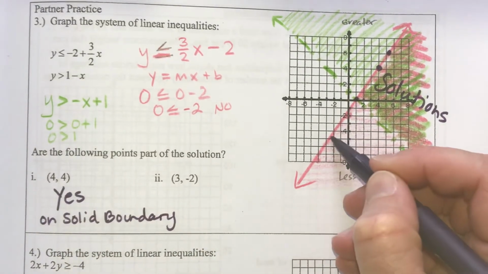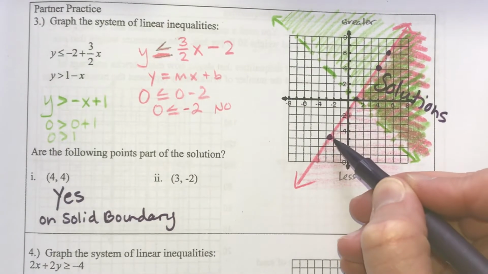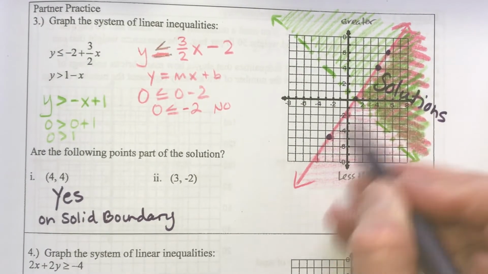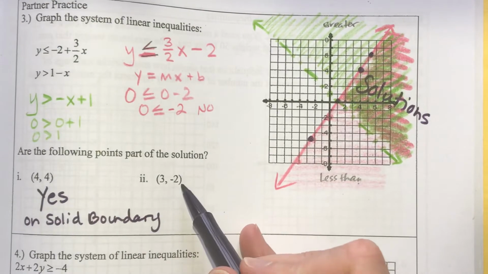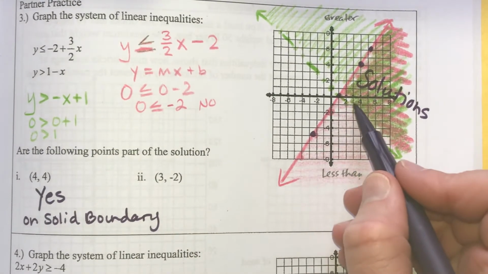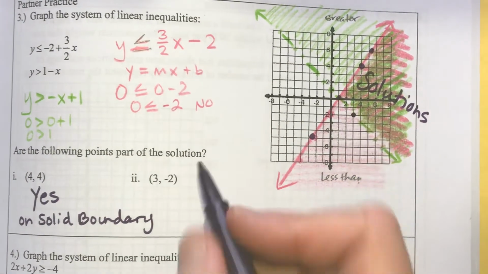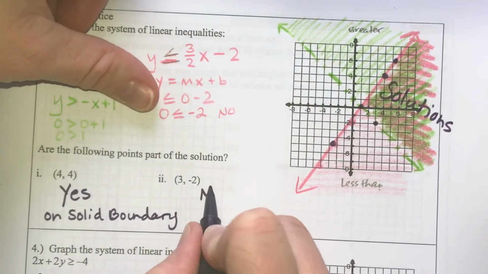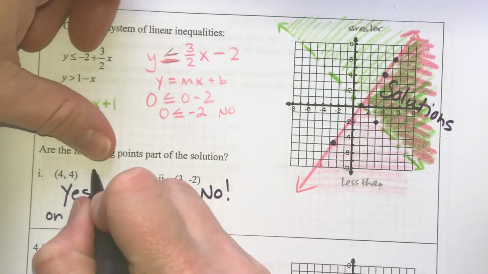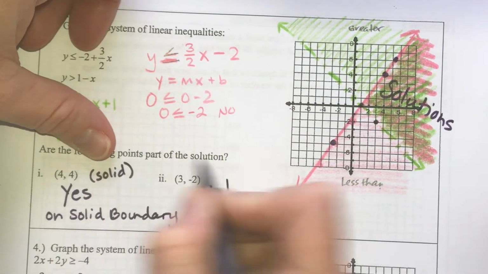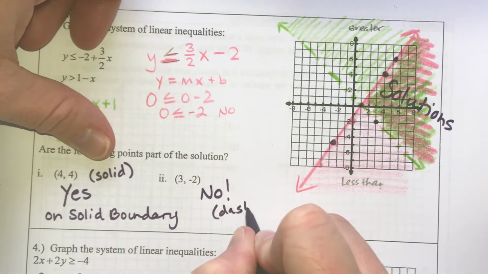But a point like this would be a no, even though it's on a solid line, it doesn't interact with that solution region. And then 3, -2, 1, 2, 3, down 2. This point is on a dashed line, and so no. So yes, because it's solid, and no, because the line was dashed.